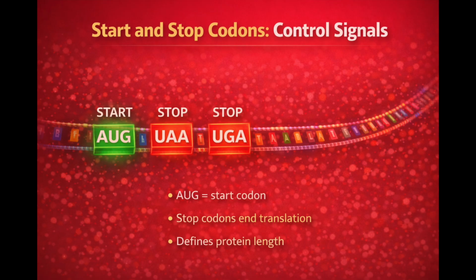This system defines protein length, which is critical. A protein that's too short may be non-functional, too long, and it may fold incorrectly or interfere with other cellular processes. This slide reinforces a major theme of biology. Life depends on regulated boundaries, not chaos.